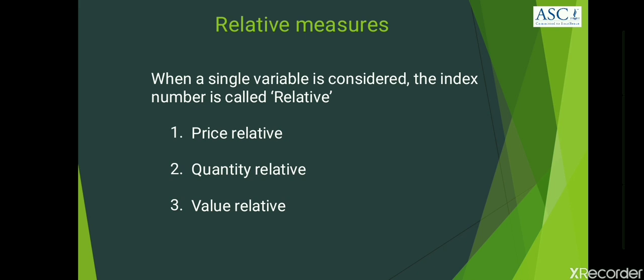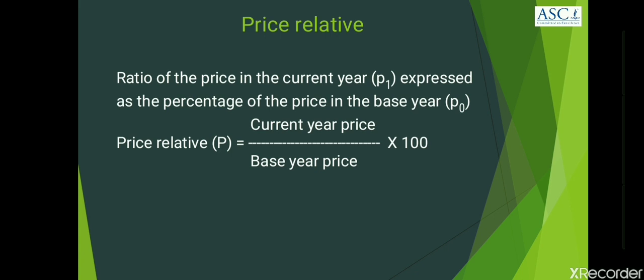Then let us learn their definitions. Price relative. It is the ratio of the price in the current year expressed as the percentage of the price in the base year. It is represented with this price relative represented by capital P is equal to current year price divided by base year price multiplied by 100. In notation form, capital P means price relative is equal to P1 by P0 into 100.